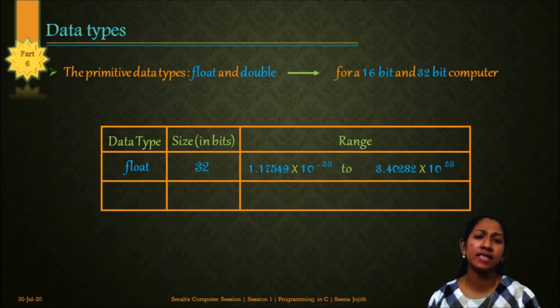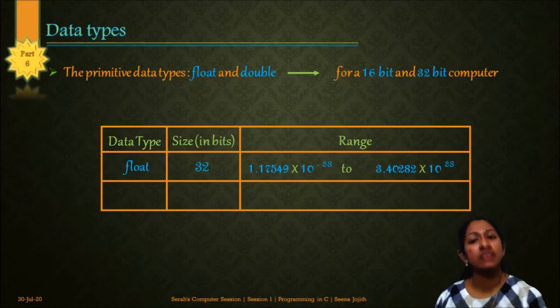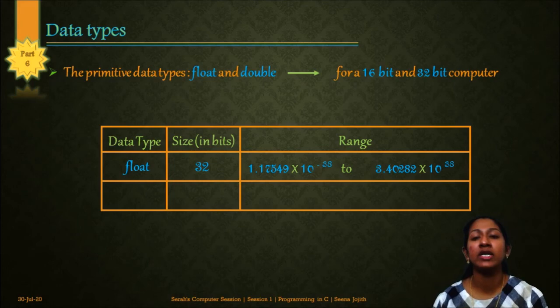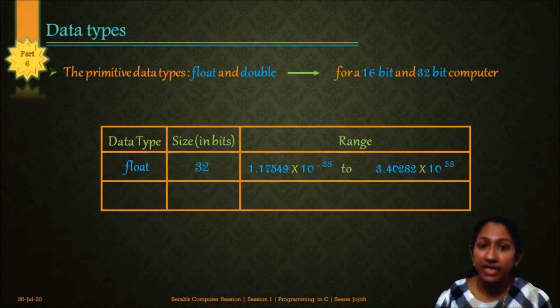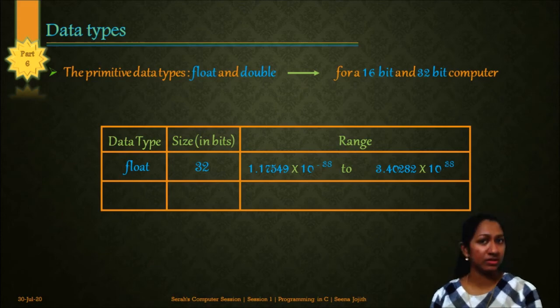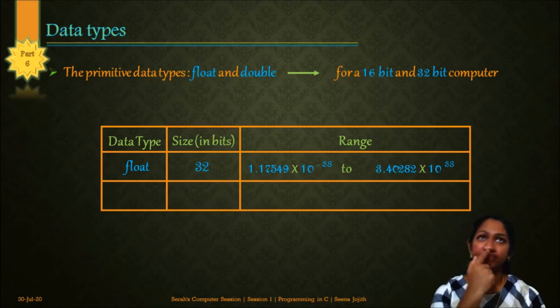Just understand that you can store decimal numbers when you use the float data type, and the size allocated is 32 bits, and the range starts from 1.17549 into 10 raised to minus 38 to 3.40282 into 10 raised to 38. Here negative numbers can be represented, and that is why you get 10 raised to minus 38.